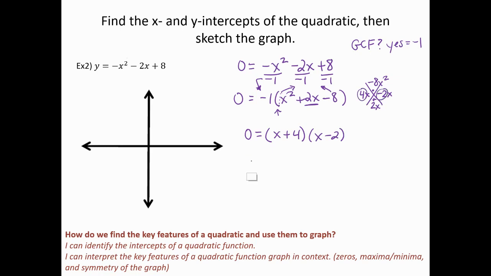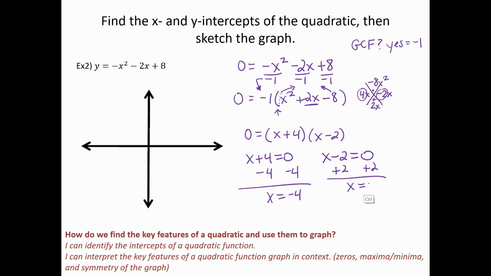All right, so I'm setting each part equal to 0. I have x plus 4 equals 0 and x minus 2 equals 0. And I'm so sorry for that little control thing. I'm not exactly sure why that's there. Okay, so then I'm going to subtract 4 from both sides. I get x equals negative 4. Add 2 to both sides, and x equals 2.